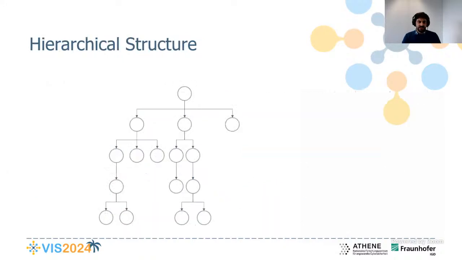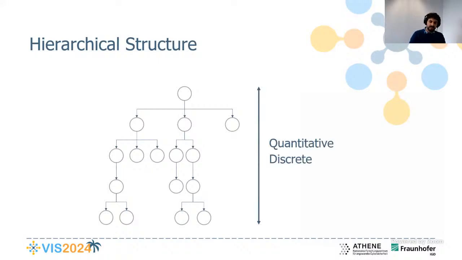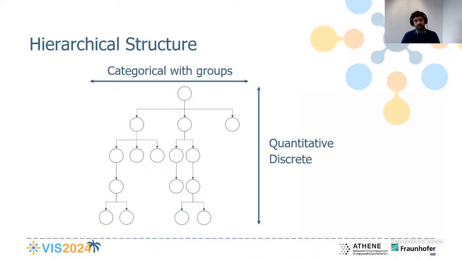To start off this translation, we interpret the hierarchical structure as two-dimensional. The vertical dimension spans the hierarchy's depth, and it is quantitative and discrete. The horizontal dimension spans the nodes on each individual hierarchy level, and it is categorical, but it contains groups of related elements, the siblings.